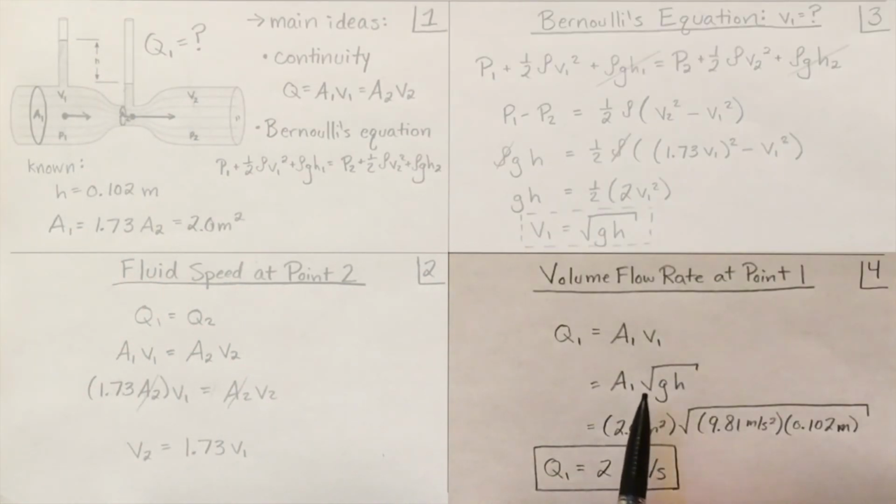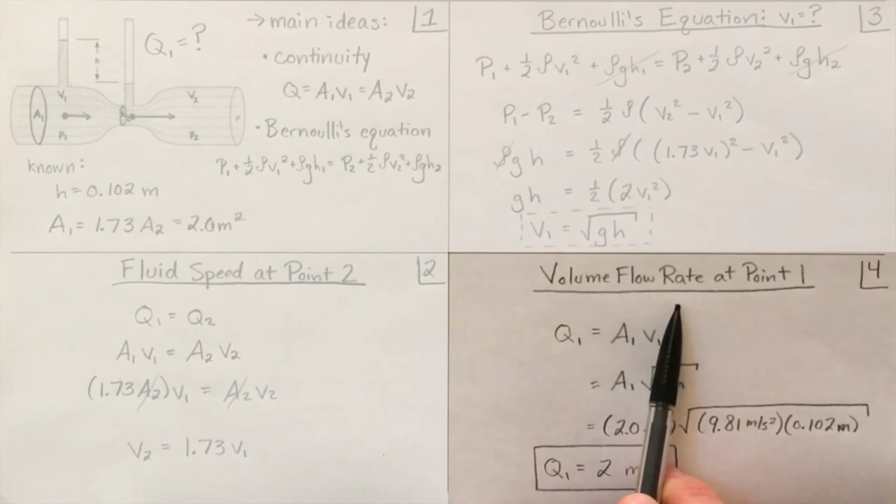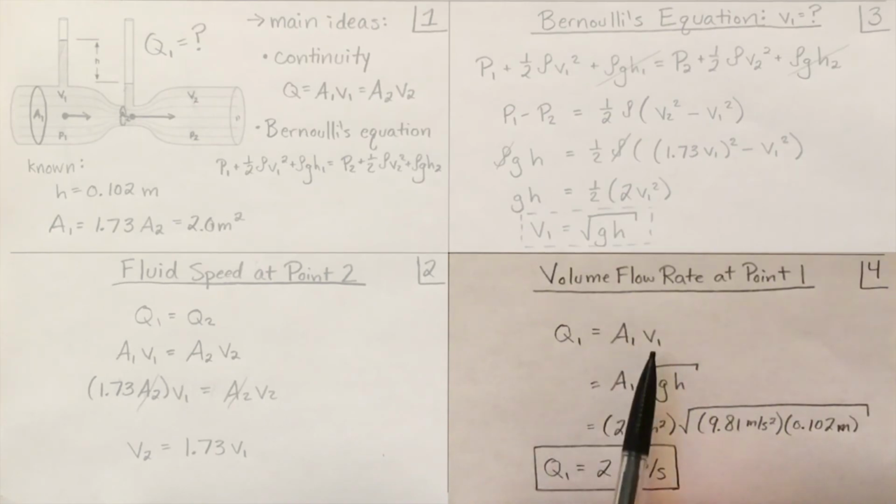Because we just calculated an expression for V1 and we were given the value of A1, it is now possible to calculate the volume flow rate at point 1. We substitute in the expression and then plug in the numbers that we now know to find that the volume flow rate at point 1 is equal to 2 meters cubed per second.